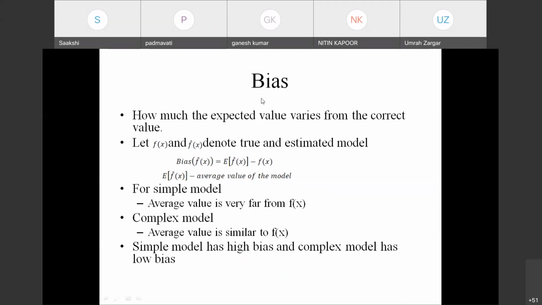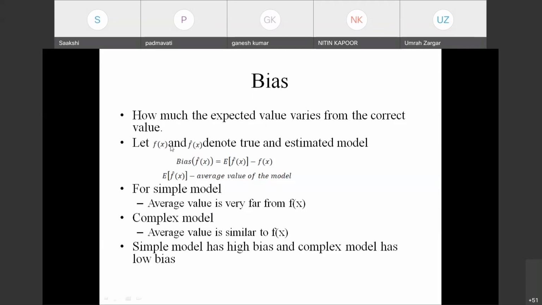So let us now try to understand what is bias. The bias is how much expected value varies from the correct value. Correct is nothing but the true value. That means I do have two functions. One is f of x, my true one, the actual function with which I got y. Y is equal to f of x, right?